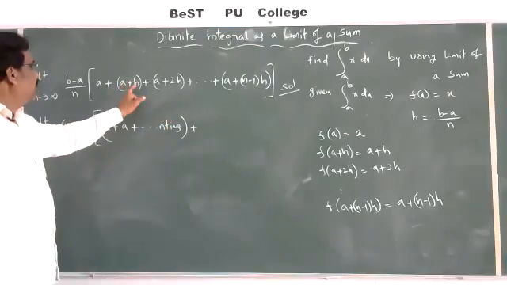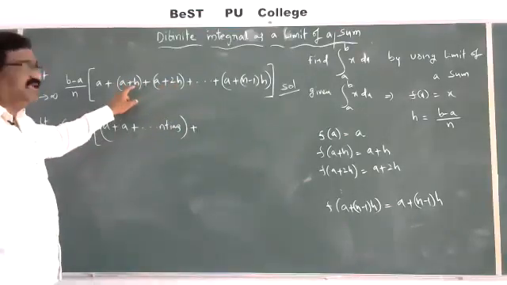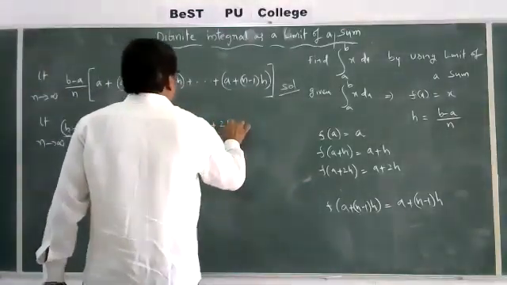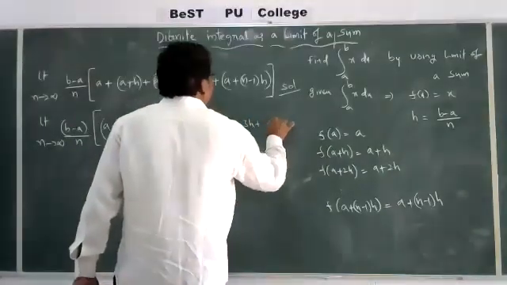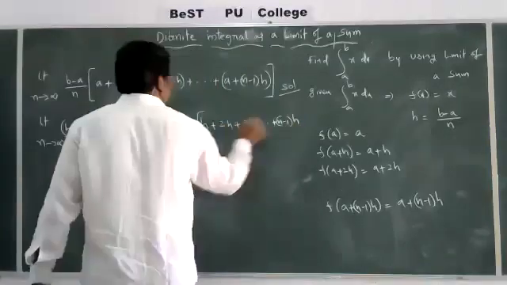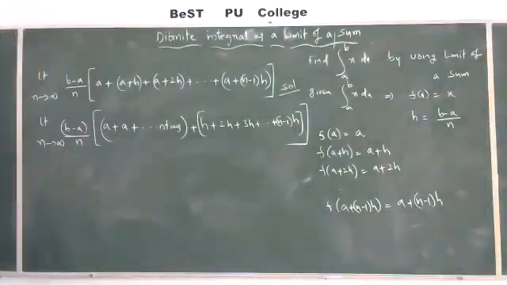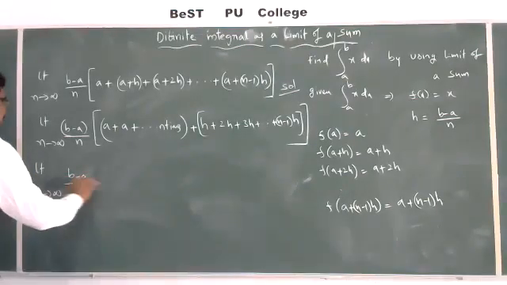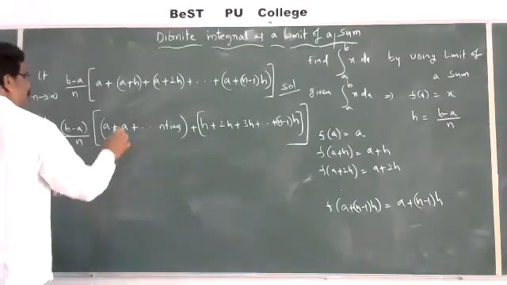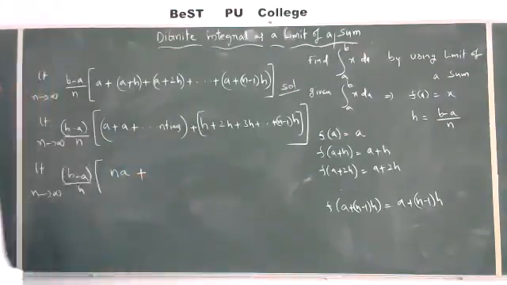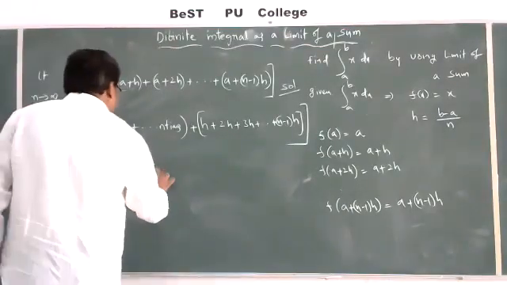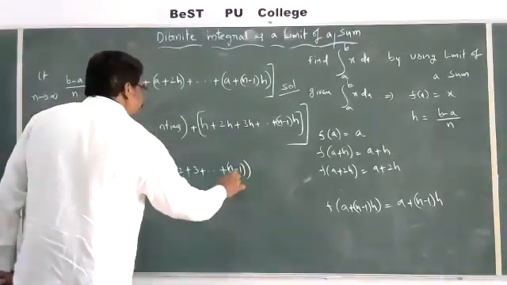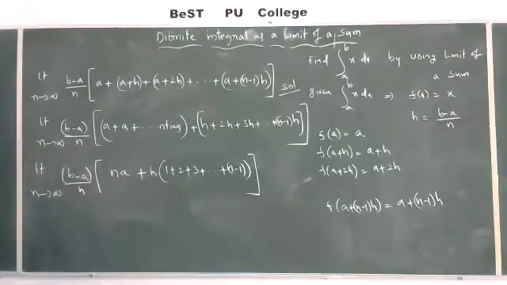A appears n times, but h appears n minus 1 times, since the h terms start one term later. That is h plus 2h plus 3h and so on plus n minus 1 into h. Limit n tends to infinity, b minus a by n into n times a, that is na, plus h common, 1 plus 2 plus 3 and so on plus n minus 1.